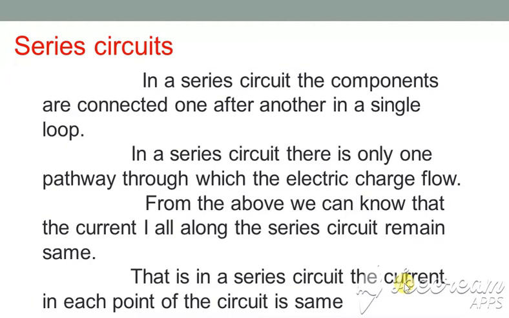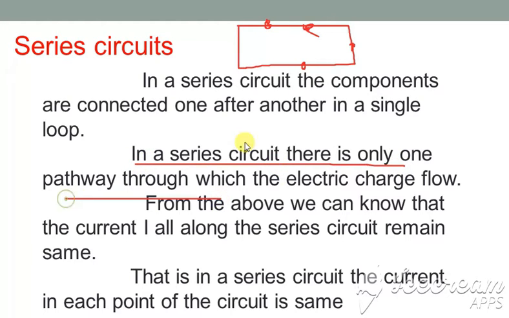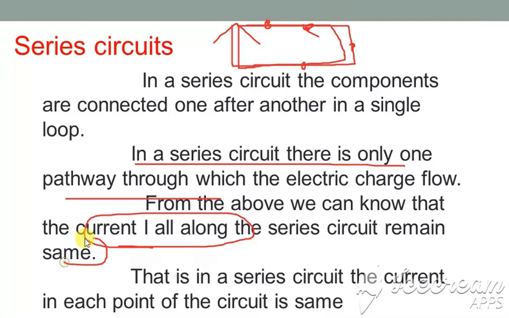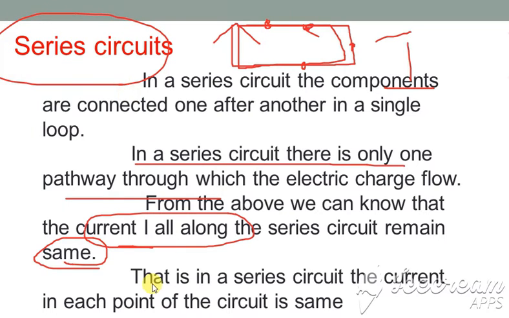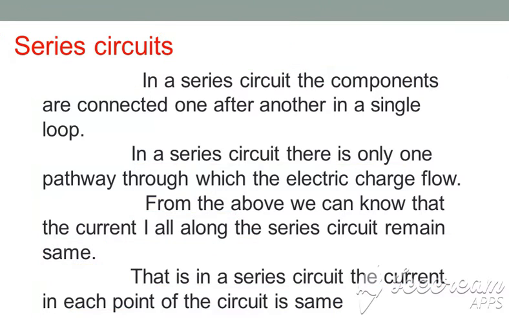First we have the series circuit. In a series circuit, the components are connected one after another in a single loop. Along the single loop, the components are connected one after the other. Next, in a series circuit there is only one pathway, so the current can flow only along one way. So we can say that the current I remains the same for the series circuit, that is, the current at each point is the same. Clear with what a series circuit is?